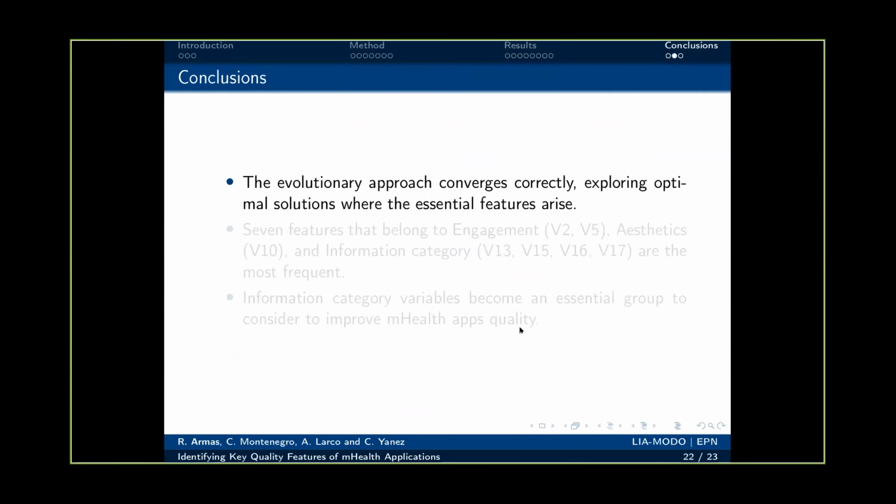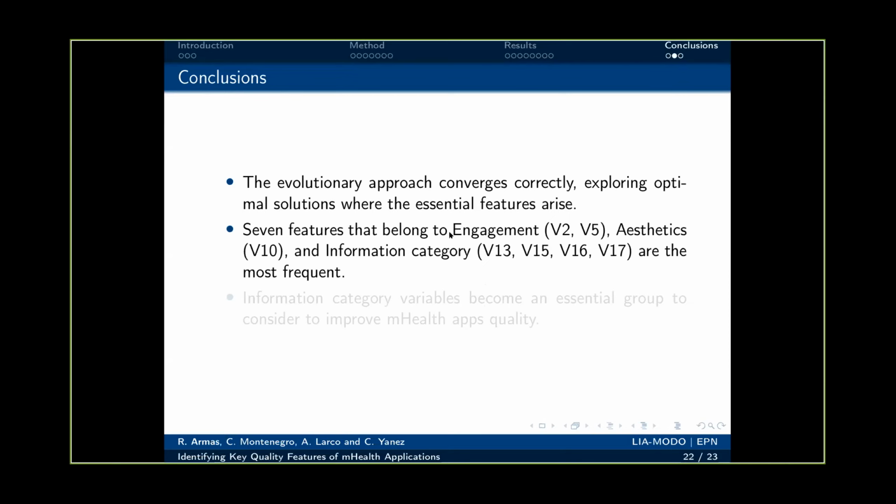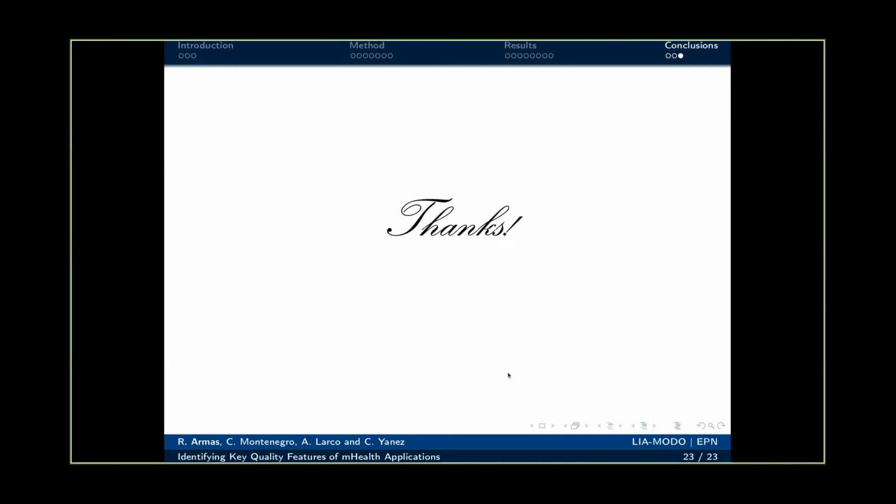So for conclusions, the evolutionary approach converged correctly, exploring optimal solutions where the essential features arise. 7 features that belong to the engagement, aesthetics, and information categories are the most frequent. And the information category variables become an essential group to consider to improve mHealth apps quality. So, thanks.